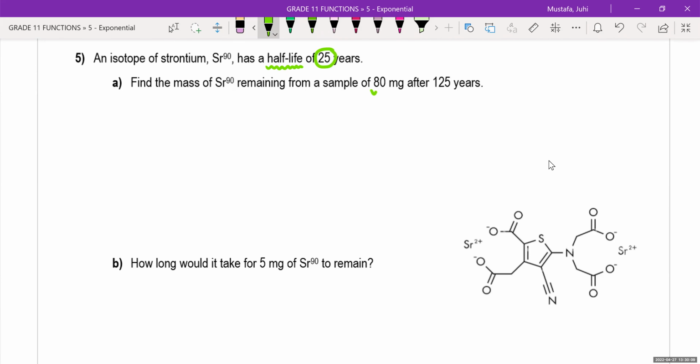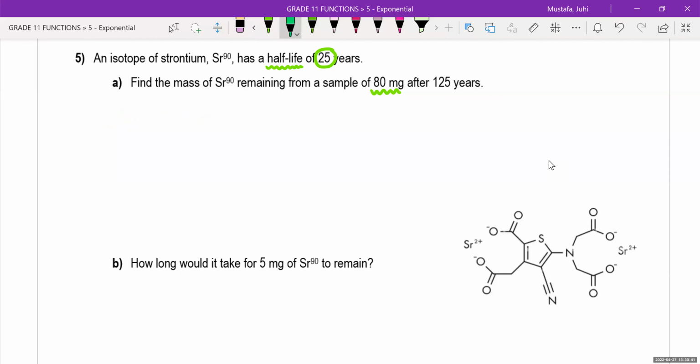We know that we have an initial amount of 80 milligrams, and they've also told us the amount of time that has passed. So let's begin this question by figuring out a general formula. A of T is equal to, what's the initial amount? 80 milligrams. Do we need to calculate our B value, or do we know it from the fact that it's half-life? We know that if it's a half-life, our B value has to be a half.